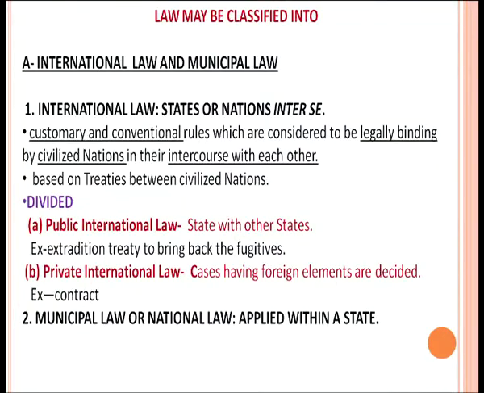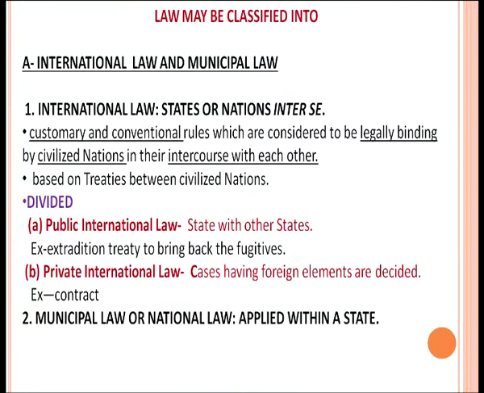It can further be divided into two subcategories. The first one is the public international law, and the second is the private international law. As far as the public international law is concerned, it deals with the relation between a state and other states. Say for example, if we talk about the extradition treaty and we want to bring back any fugitive from one state to another state, then we will be guided by the public international law.